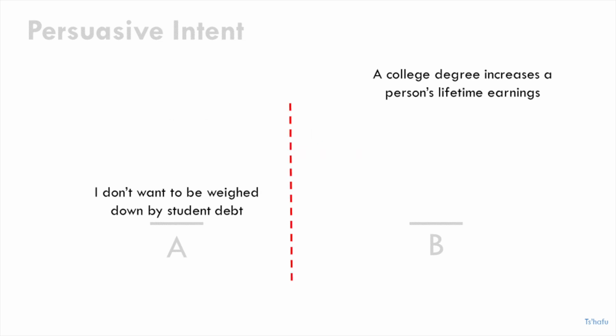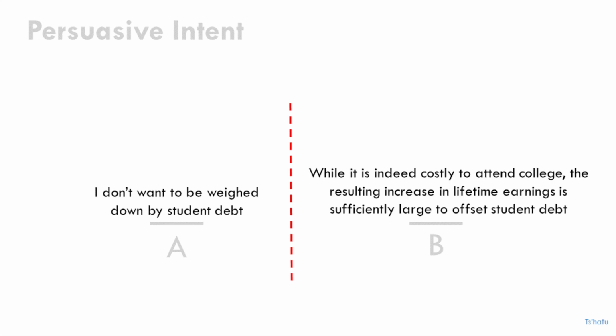Well, as we can see here, our current thesis does not address it, so we have to reformulate it. And we can write it as this. While it is indeed costly to attend college, the resulting increase in lifetime earnings is sufficiently large to offset student debt.